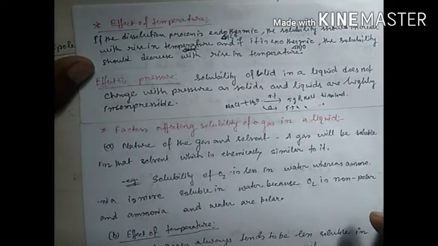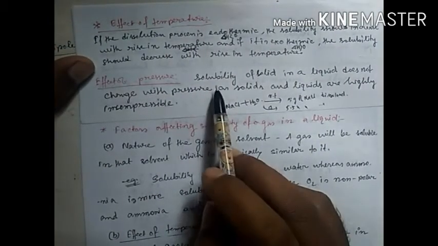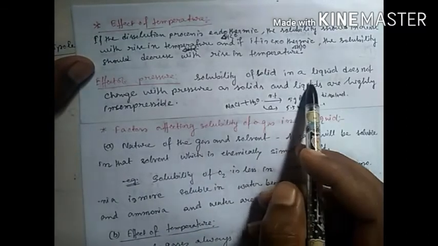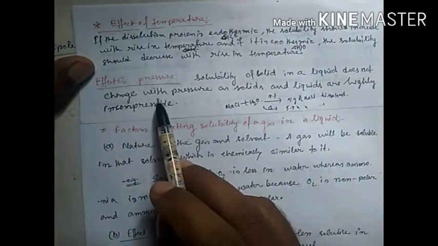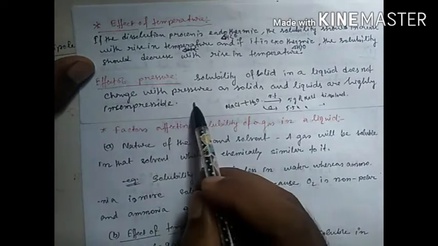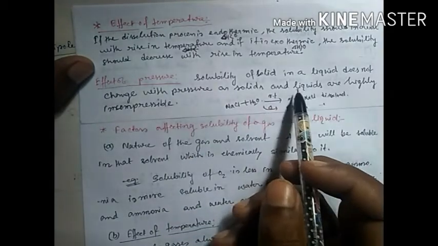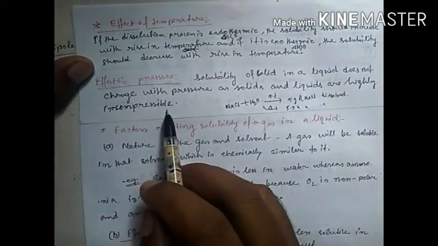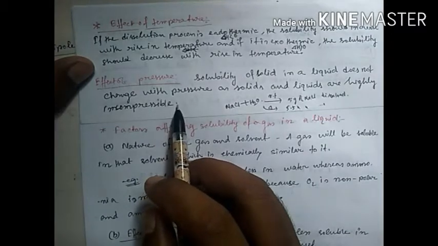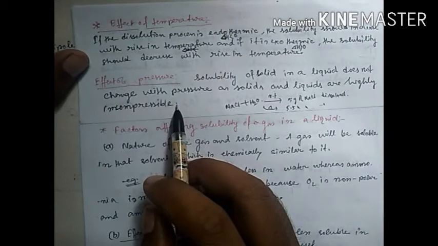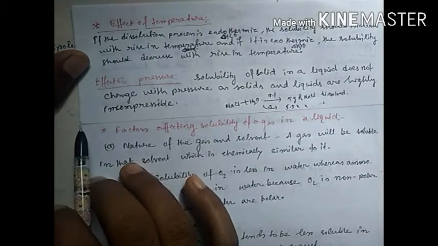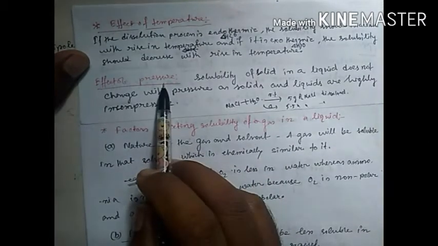Next is the effect of pressure. The solubility of a solid in a liquid does not change with pressure, as solids and liquids are highly incompressible. That means we cannot compress the liquid and solid. That's why the solubility of a solid is independent of pressure. Okay?